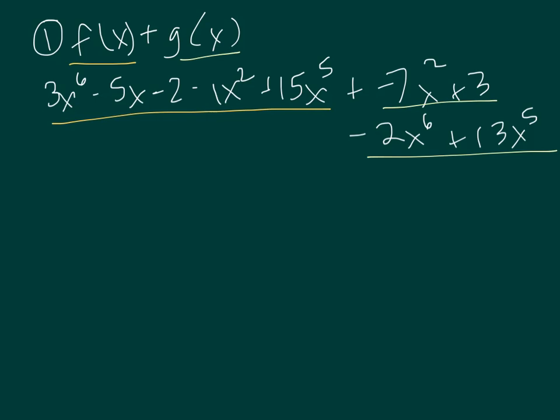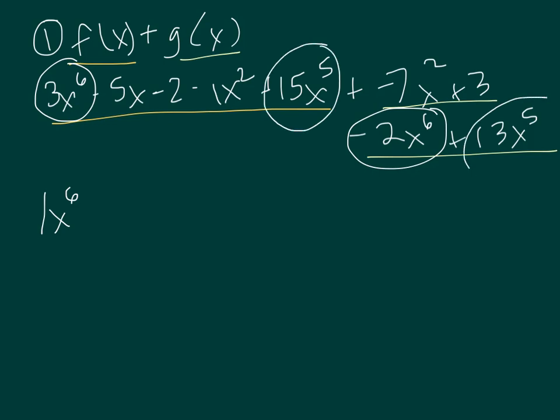So I'm going to start with x to the 6th. So I have 3x to the 6th and negative 2x to the 6th. So that's going to give me 1x to the 6th, or just x to the 6th. Next, I'm looking for the next highest exponent, which is x to the 5th. So I've got 15x to the 5th and 13x to the 5th. So that's going to give me a total of 28x to the 5th. And then I'm going to go to my next highest variable.